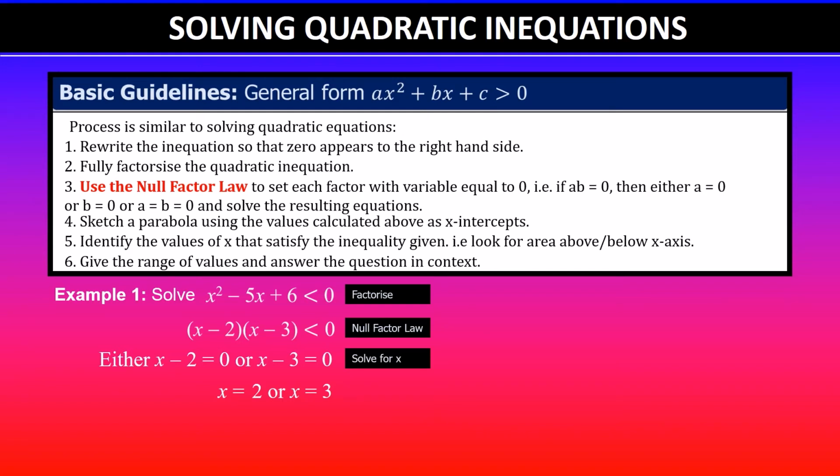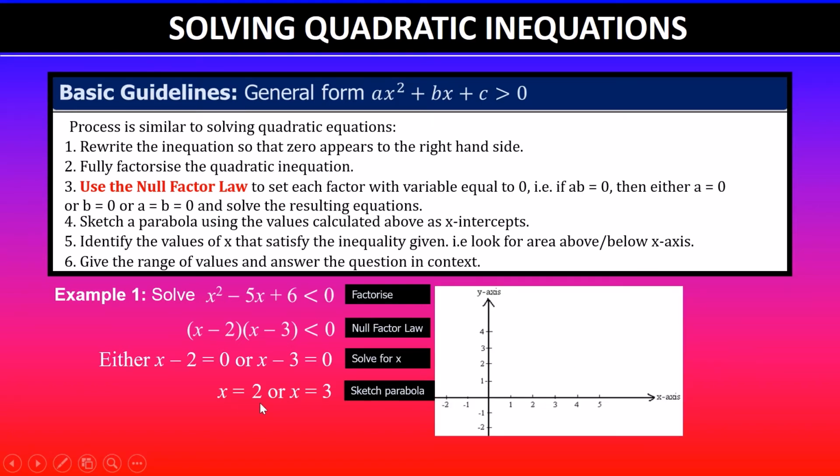So what I need to do next is sketch the parabola using this, and keep in mind this is a positive parabola, so you will have a U-shaped graph. We'll quickly sketch that. The x values are 2 and 3, so it should pass through 2 and 3, and it should be a U-shaped curve. So that's a rough sketch there. And the question was x squared minus 5x plus 6 is less than 0. Less than 0 means it's below the x-axis, and you can see that if I shade this section here, the x values that are captured when it's below the x-axis are between 2 and 3.